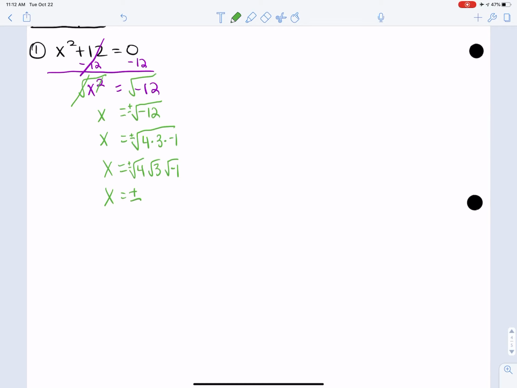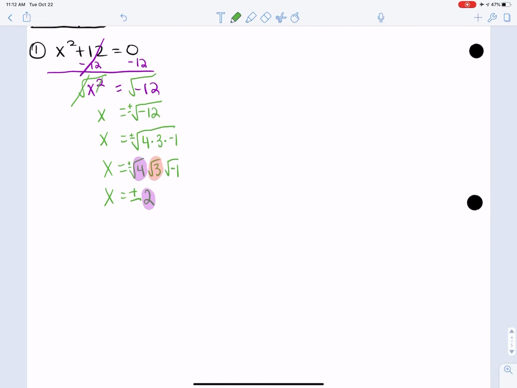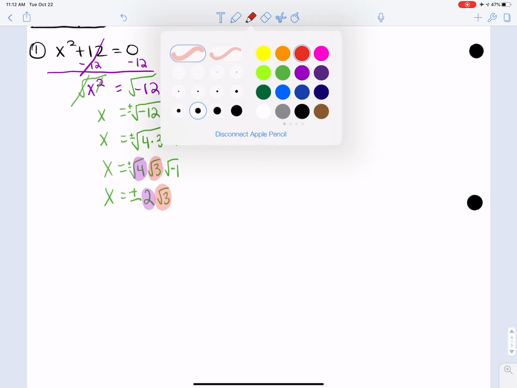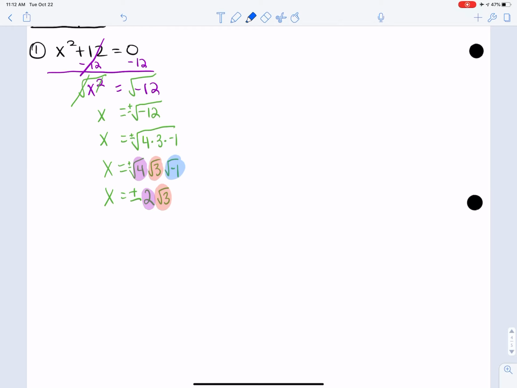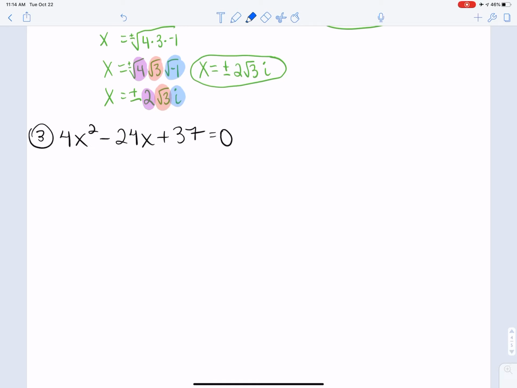The square root of 4 is 2. This is literally what we did earlier. The square root of 3, well, that's just going to be square root of 3. And then the square root of -1. Well, y'all know what square root of -1 is. It's i. So now we have an i. So without all of the colors, x equals plus or minus 2 square roots of 3 i. Just make sure your square root is not on top of the i.